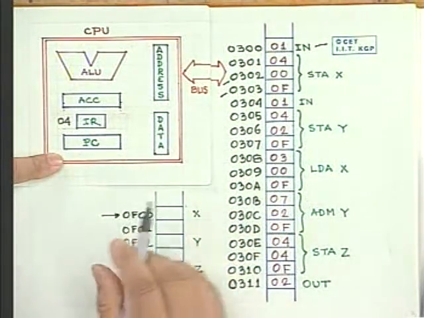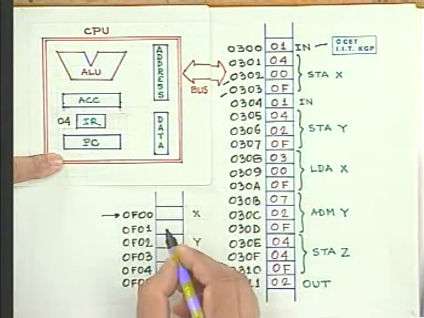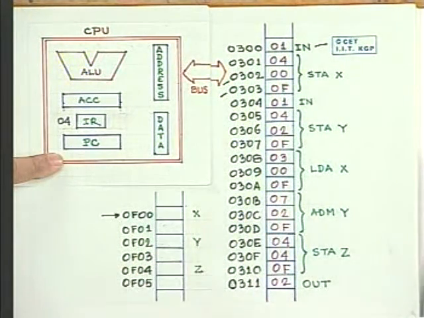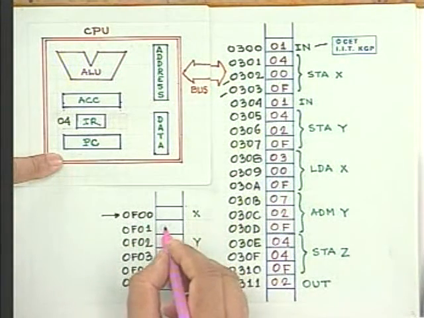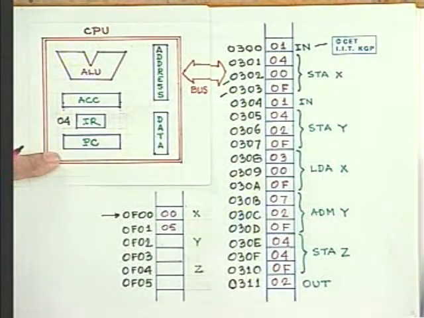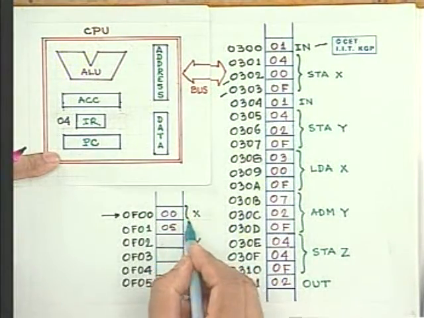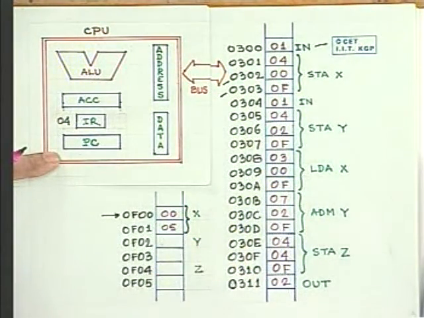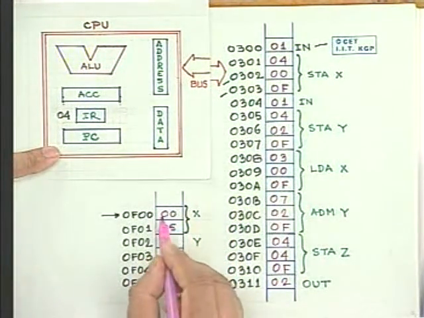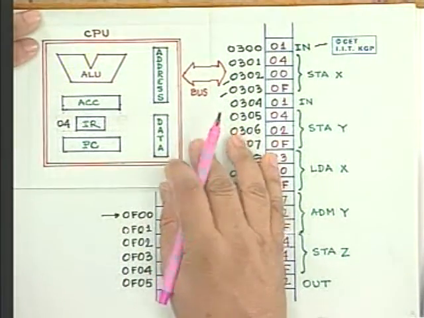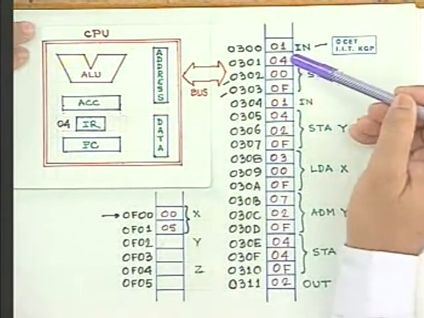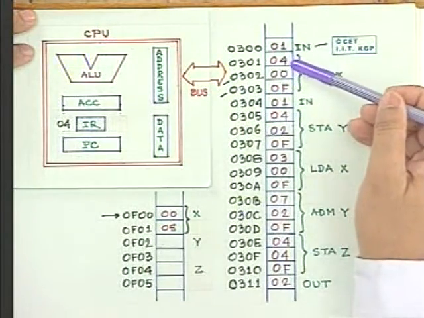If I assume that input was 0500, then the content of this memory location will be 0500. That means that X data will consist of 2 bytes. The higher byte is 05 and the lower byte is 00. That means the data is 0500. This is the way this program will be executed step by step. After that, this instruction execution is over.